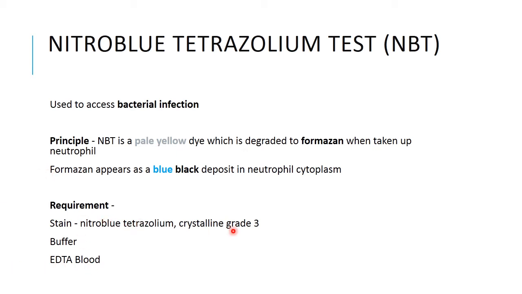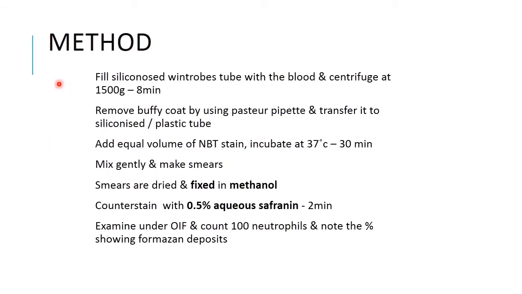Stain: nitro-blue tetrazolium is the main ingredient. Buffer: EDTA blood is required. Method: here you have to obtain only the neutrophils, so you have to obtain the Buffy coat. Fill a siliconized Wintrobe's tube with the blood and centrifuge at 1500 g for 8 minutes. Remove the Buffy coat using a Pasteur pipette and transfer it into another tube. Add equal volume of NBT stain, incubate at 37 degrees centigrade for 30 minutes. Mix gently and make the smears.